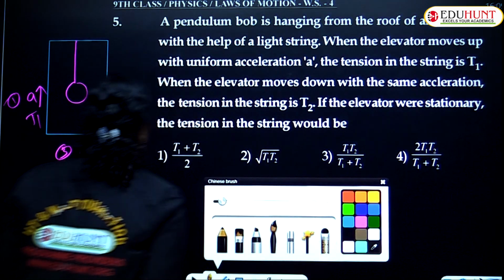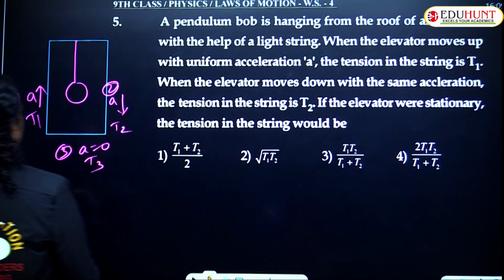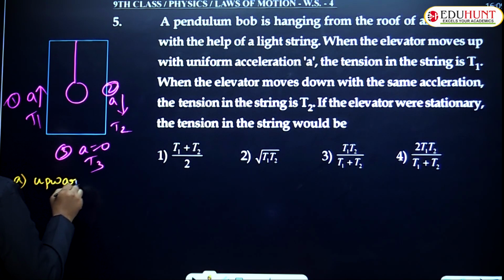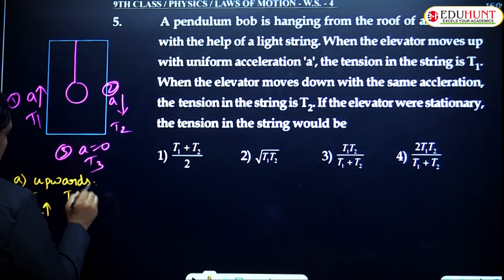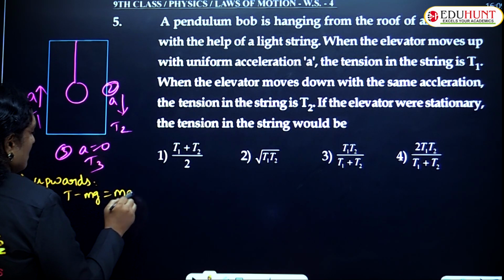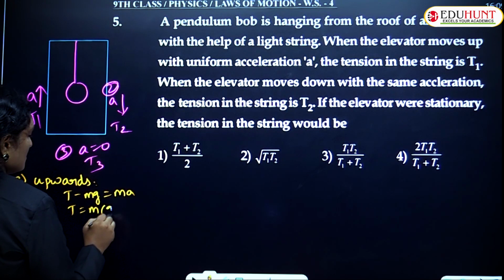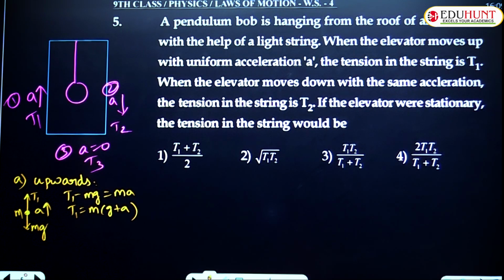Okay. First of all, case A, when the elevator is moving upwards. Three different cases, children. So for an upward motion, let us picturize this. Tension T, mg downwards, accelerating upwards. So the equation for this is written as T minus mg equals MA, or T can be written as M into G plus A. In the first case, as it is moving upwards, the tension was given as T1. So T1 is M into G plus A.